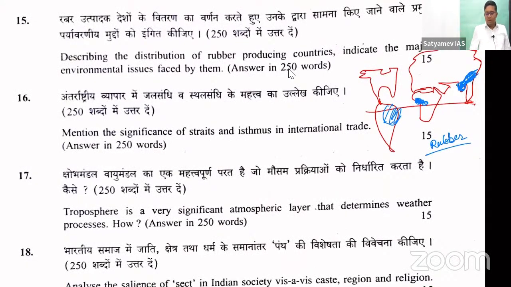So what will be there? Describe the distribution of rubber producing areas and indicate the major environmental issues faced by them. Environmental issues faced by them are what? Rubber is a water intensive industry or agriculture. Rubber plantation is a water intensive plantation. Agricultural crops are what? The food crops are replaced with the commercial plantation. So that is also creating issues with respect to food security.